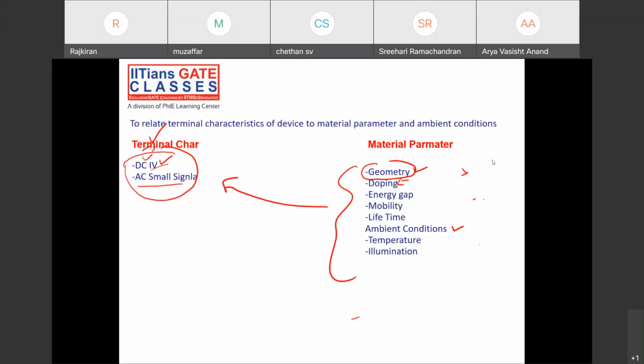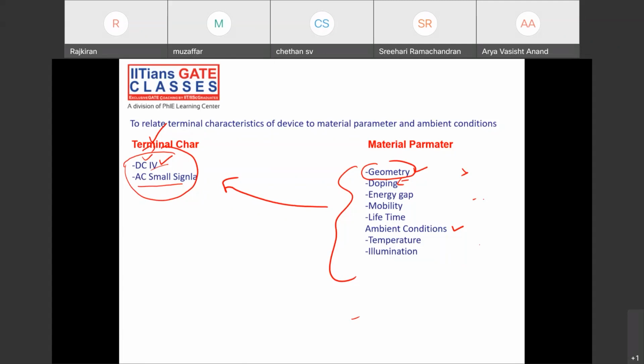Sir, what is ambient temperature? Ambient means surrounding temperature. Suppose your diode is in the Himalayas, where the temperature is minus 40 degrees. Suppose you are in Hyderabad, it's 30 degrees. So the device will behave differently in the Himalayas or in Hyderabad. Clear?